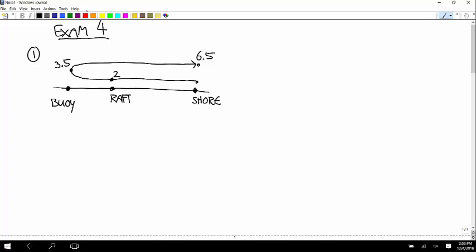The 0 position is at the buoy. So there's the 0. The positive direction is toward the shore, so this way. The distance between the buoy and the raft is 0.05 miles. Between the raft and the shore is 0.1 miles. So this is positive 0.05. And this is positive 0.15.